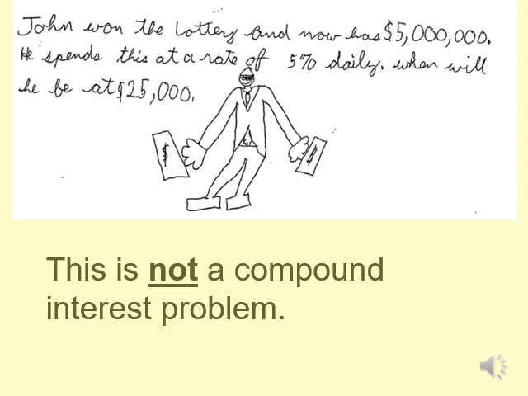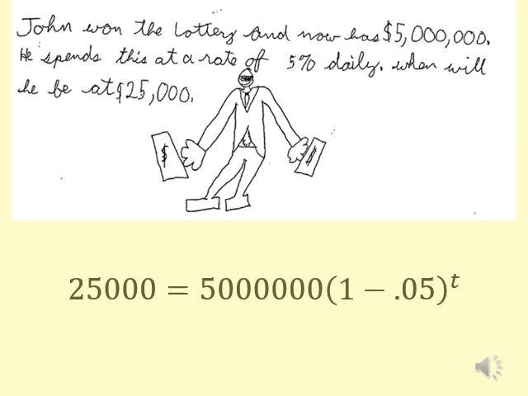Now, sometimes whenever people see money in the problem, they think it's going to be one of the compound interest problems, and they'll go for that more complicated formula. This one actually is not a compound interest problem. You can tell that for a couple of reasons. One of them is that it doesn't have the word compounded in it anywhere. The other thing is that the amount's going down instead of up. And because it's going down, what we're going to do is use that basic growth formula, but with a minus in it because it's going down. So we got 25,000 equals 5 million, 1 minus 0.05 to the t power.